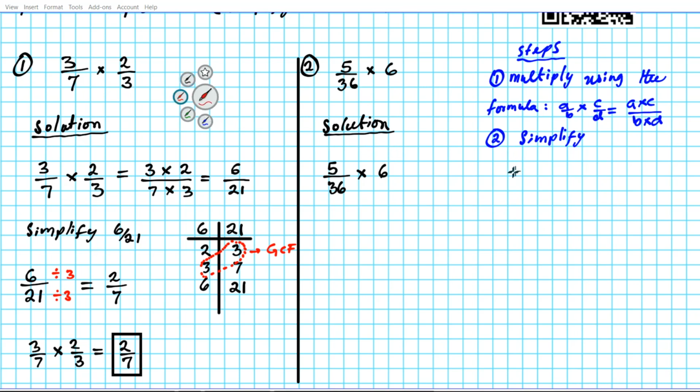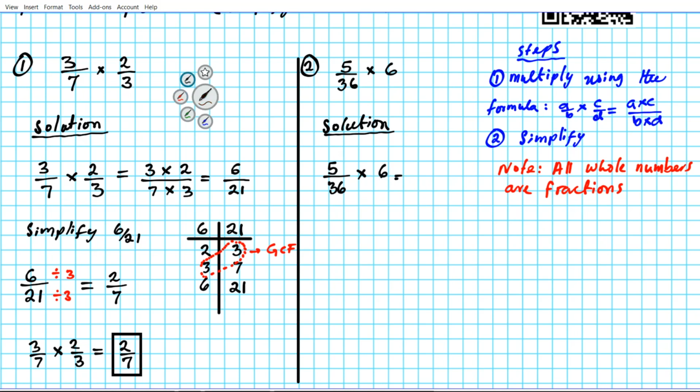Okay, so let's put down on the side, let's say, a note. All whole numbers are fractions. Okay, but not all fractions are whole numbers. But all whole numbers are fractions. How is that possible? Well, we're going to take a look at that right now. 5 over 36 times 6. 6 is a whole number, but it's a fraction.